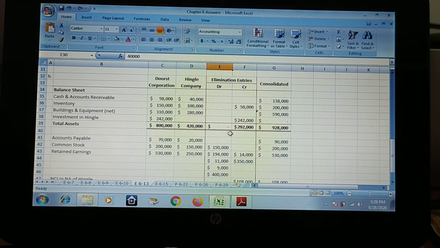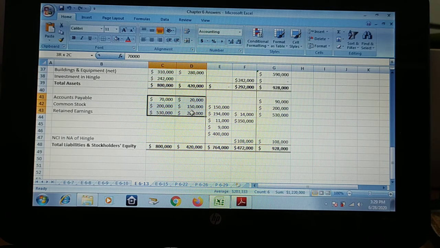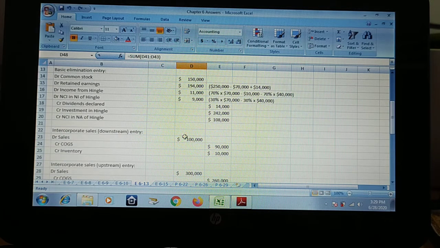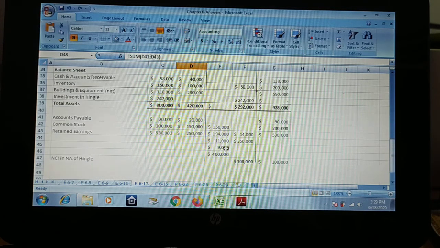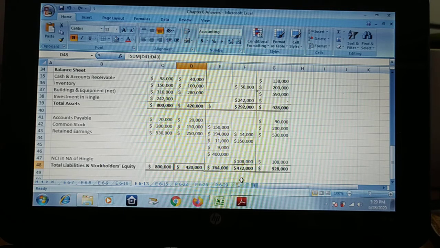We are asked to do the consolidated balance sheet worksheet, so only the balance sheet part. So you move the data. Make sure it's balanced. And then you move all of the elimination entries into the debit credit column. For the inventory, investment, common stock and NCI and NA, it is normal.